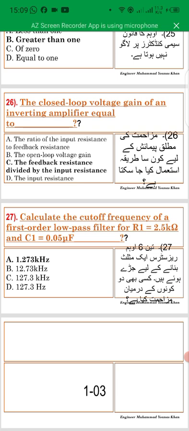Calculate the cutoff frequency of a first order low pass filter for R1 equal to 2.5 kΩ and C1 equal to 0.05 microfarad: 1.273 kHz.